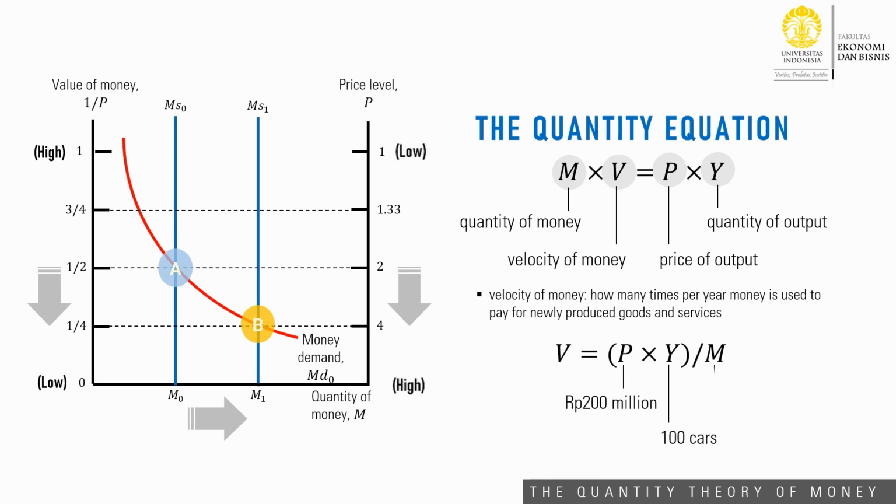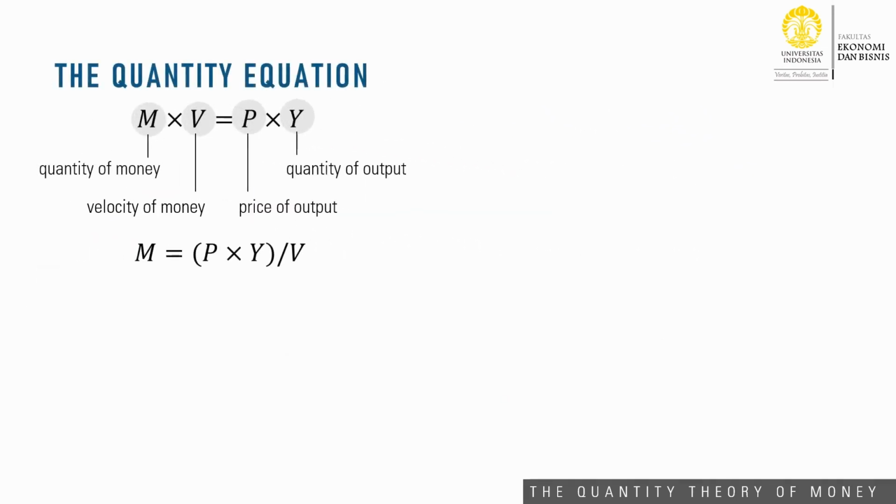And if the quantity of money available in the economy is 2 billion rupiah, then each rupiah bill must change hands on average 10 times per year, or the velocity is 10. The quantity equation shows that an increase in the quantity of money in an economy must be reflected in one of the other three variables. The price level must rise, the quantity of output must rise, or the velocity of money must fall.